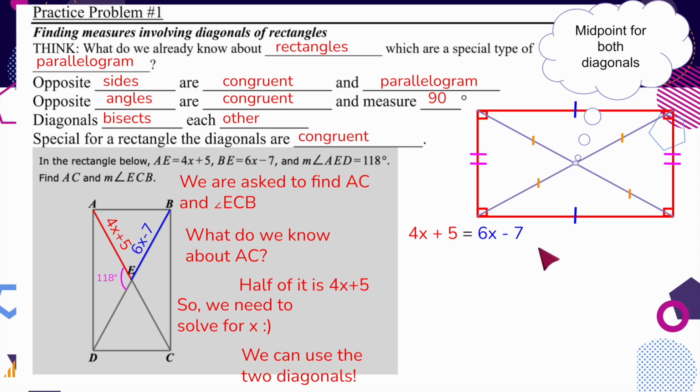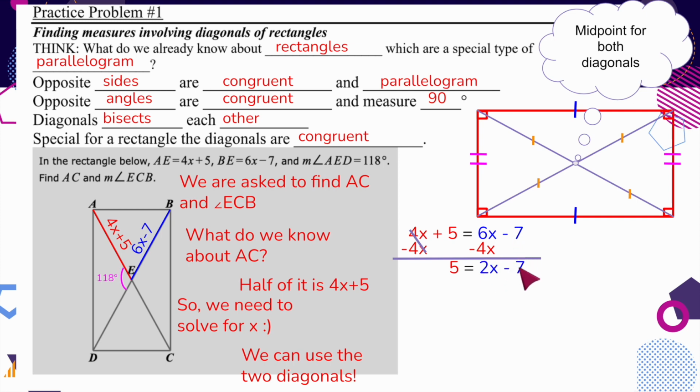So 4x plus 5 equals 6x minus 7. Now I'm going to solve. I'm going to subtract 4x from both sides, and you can choose. You didn't have to start with 4x, that's just what I chose. You can choose any to start with in this situation. So 4x minus 4x cancels, the 5 drops down, 6x minus 4x is 2x, and the negative 7 drops down.